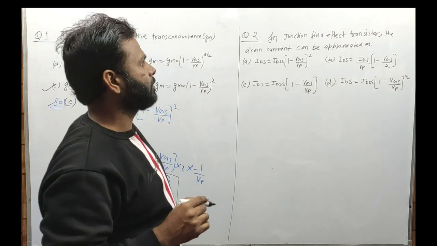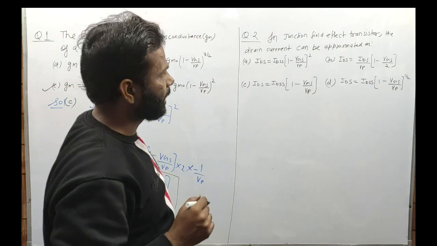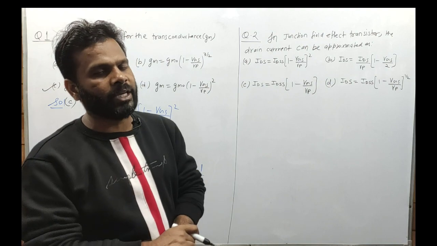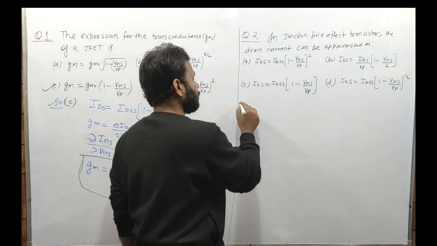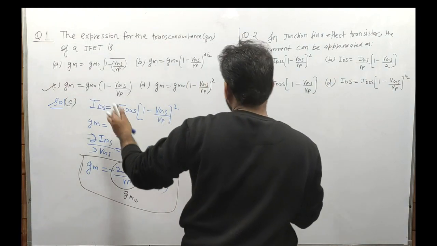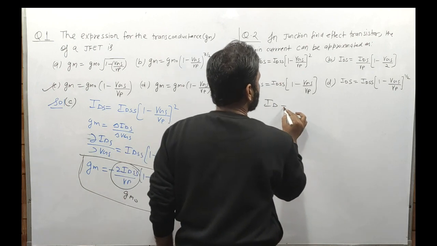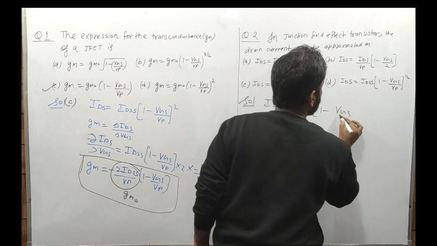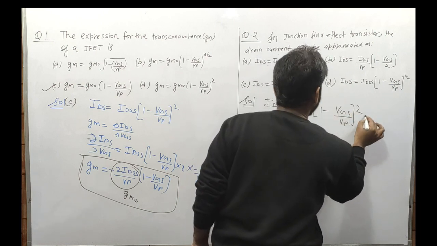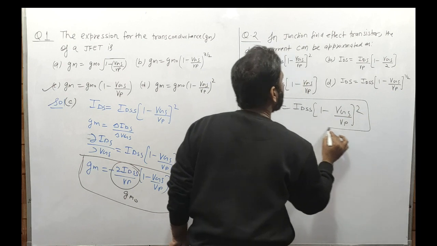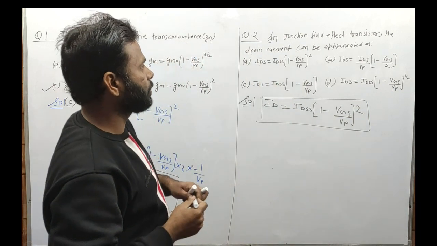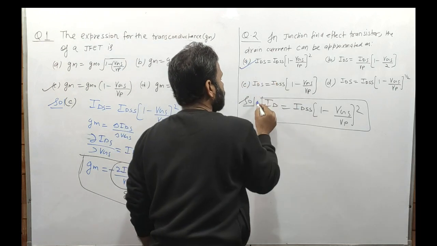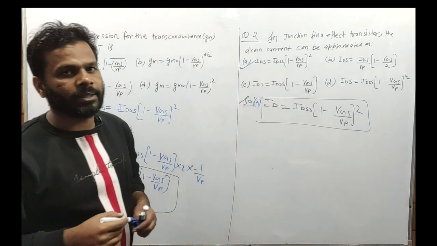Junction field effect transistor. The drain current can be approximated as. Now, the drain current and the gate to source voltage is given by the Shockley equation, and the Shockley equation we have also written in that question. So that is ID equals to IDSS times 1 minus VGS upon VP का स्क्वायर. So this is your Shockley equation. चेक करिए कौन से ऑप्शन में दे रखी. So ID equals to IDSS times 1 minus VGS upon VP का स्क्वायर is given in A option. So for that question the correct answer is A.